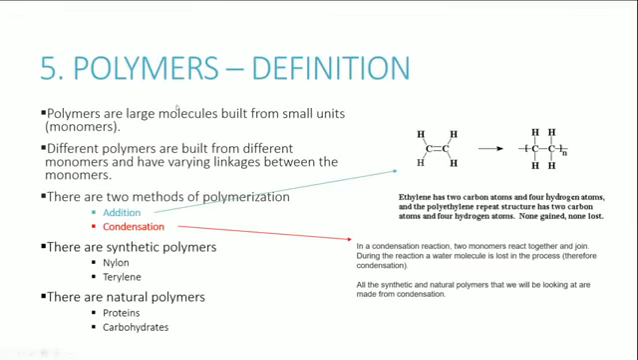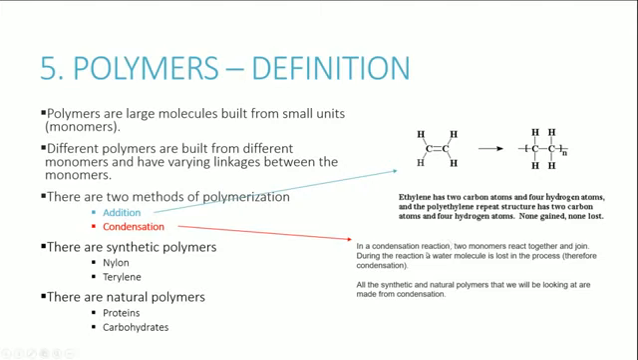Right, so polymers are large molecules built from smaller units. Different polymers are built from different monomers and have varying linkages between the monomers. So there are 2 main methods of polymerization. There's addition and there's condensation. We took a look at addition before, so we're going to be taking a look at condensation, in which 2 monomers react together and join. And during the reaction, a water molecule is lost in the process, and therefore we call that condensation.